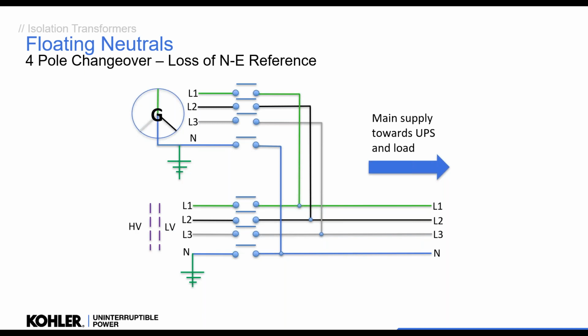Okay, so we have the problem that if we're going between 2 sources, between mains and generator typically, or it can be between 2 main supplies, we have a 4-pole changeover. We're required to use 4-pole changeover for various reasons. Okay, and this is what links the neutral to earth.